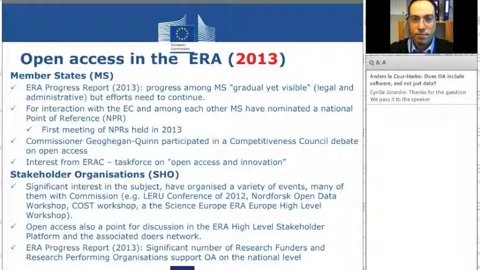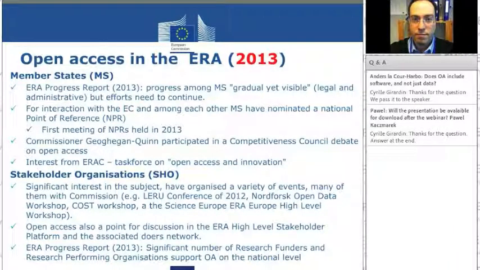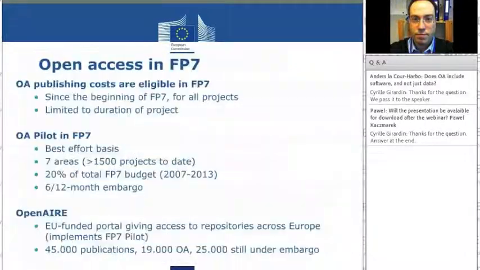In FP7, we had a pilot on open access, and we said open access costs, so this is more or less the gold way, are eligible for all projects, but this is limited to the duration of the project in question, since these costs can be claimed as part of the FP7 budget that a project has. And then we had the pilot on green open access, which was in 7 areas with about 1,500 projects participating and covering about 20% of the total FP7 budget. So this was for publishing in a repository, the green route, with a 6 and 12-month embargo period.